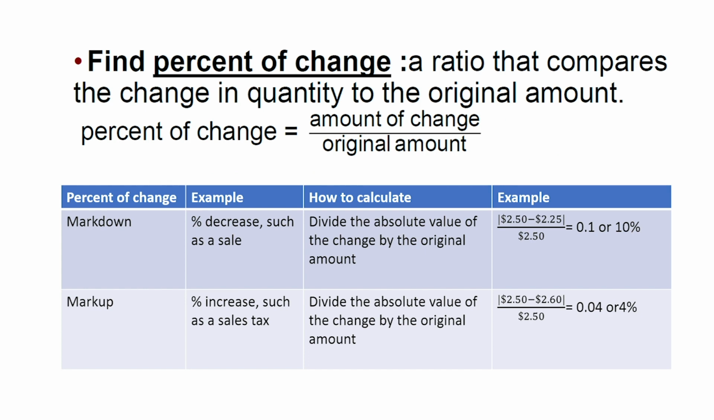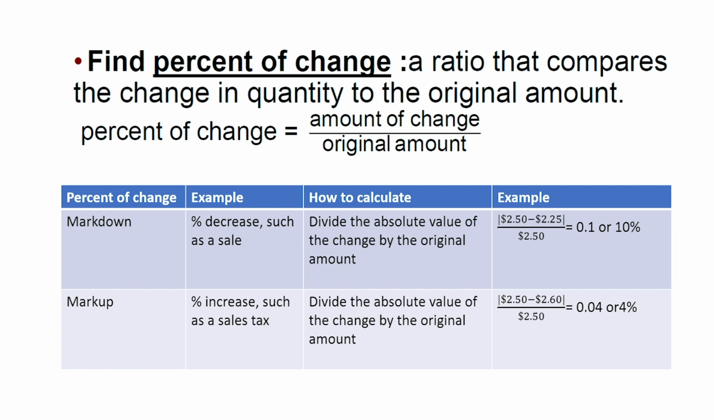And finally, I said I was going to talk a little bit about percent change, so I'll give you a very quick reminder review about how that works. So to find percent of change, which is a ratio that compares the change in quantity to the original amount, you divide the amount of the change by the original, and then you multiply that by 100. So for example, if you wanted to find the markdown, which is a percent decrease, such as a sale, you divide the absolute value of the change in the amount that was marked down by the original amount.